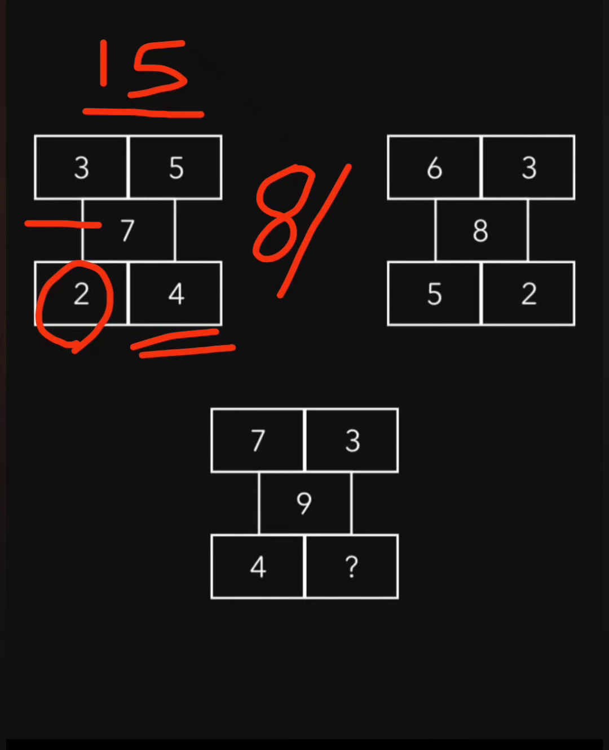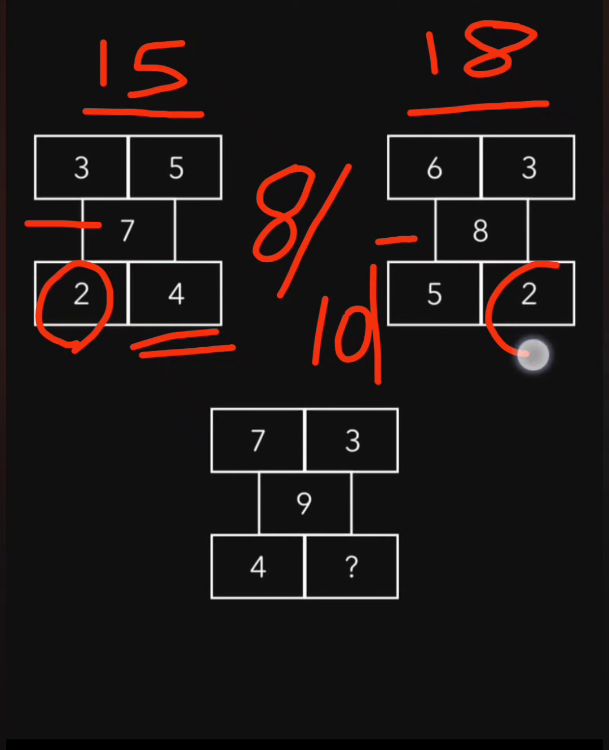Okay, let's solve the second one as well. So 6 multiplied by 3 is 18. Now 18 minus 8 gives us 10. 10 divided by 5 is 2.